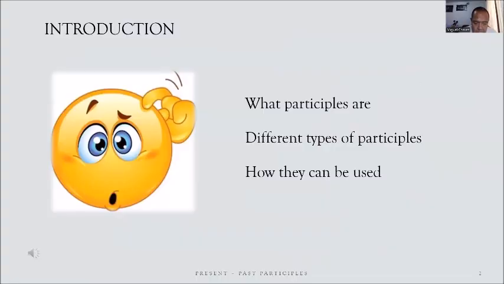A participle is a form of the verb that can be used to play the role of an adjective as well as a verb form to constitute the different tenses.